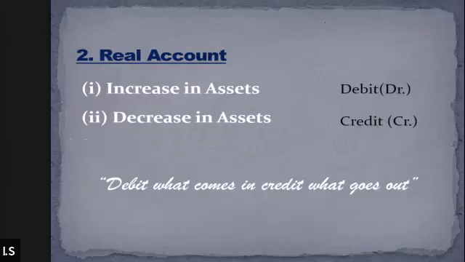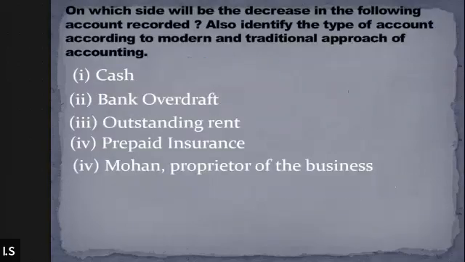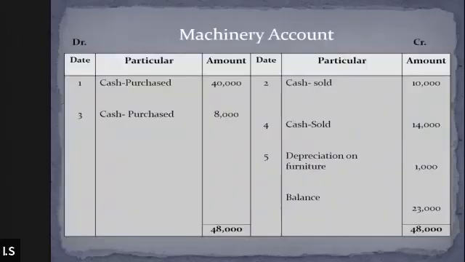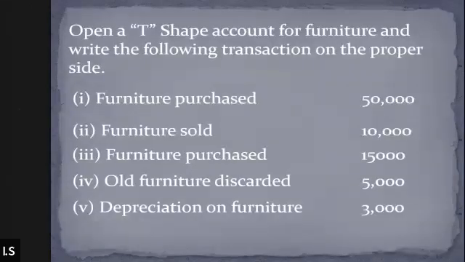For real account, we have a rule which says debit what comes in, credit what goes out. That means whenever asset increases, we need to debit it. Whenever asset decreases, just reduce it, credit it. Then we did a few questions wherein we were required to prepare the T-shape account, and we did this question in the last class.